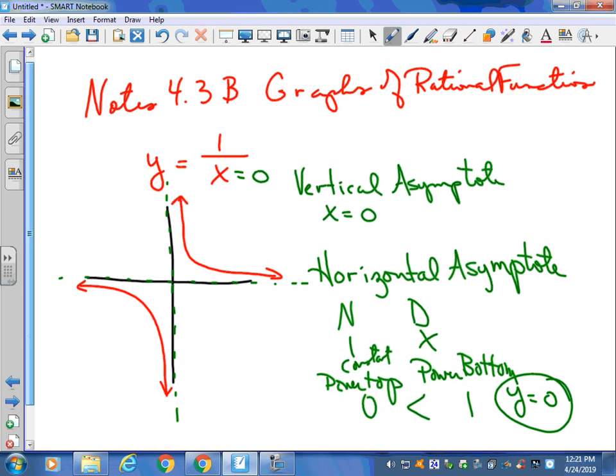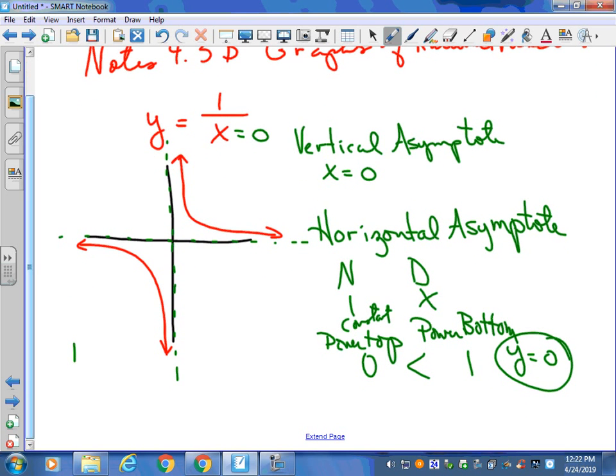Now, let's talk about domain and range. Okay, with domain and range, because you have a vertical and a horizontal asymptote, there's one number it doesn't touch. It touches everything else. Doesn't it touch all the negatives? Doesn't it touch all the positives? But it doesn't touch 0. It does the same thing up and down. It touches all the positives going up, touches all the negatives going down, but it doesn't touch 0 either way.